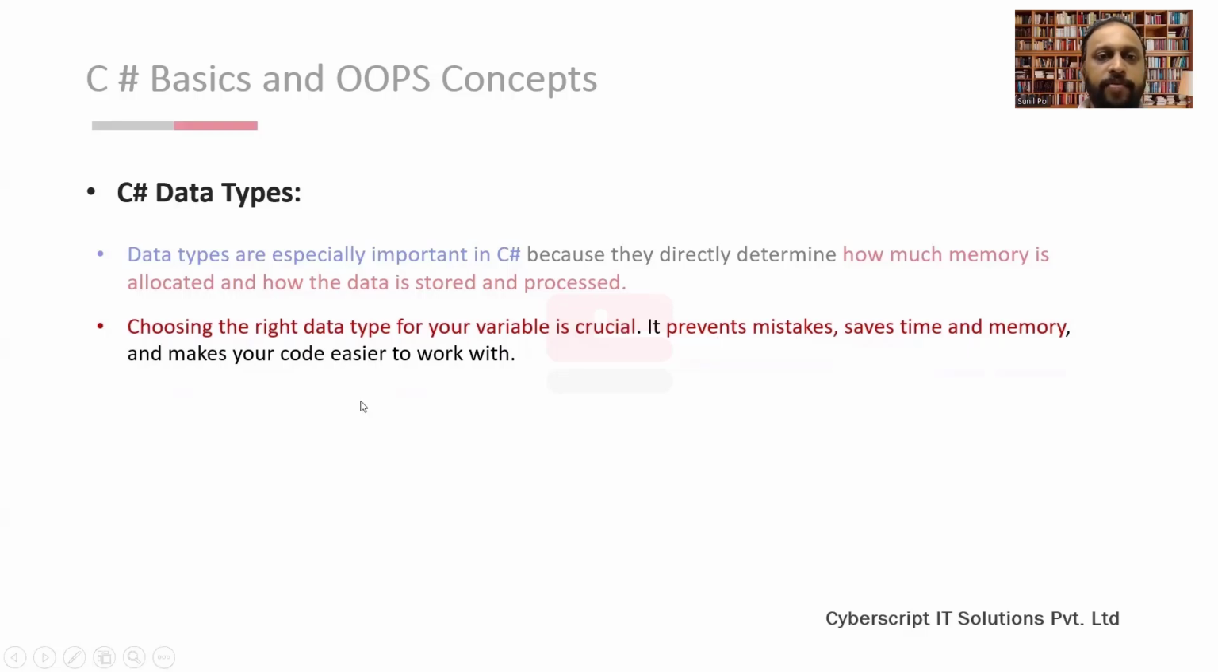So there are different types of data types available in C#, like integer, bool, string, etc. The type we define depends on what kind of data we are going to store in the variable, and it is specified whenever we declare that particular variable.